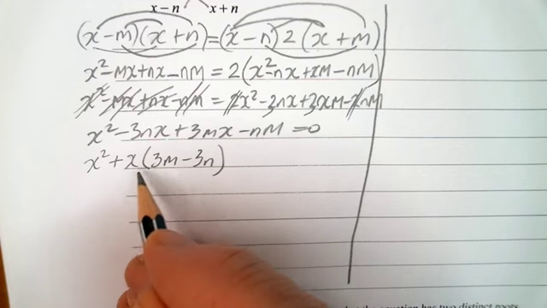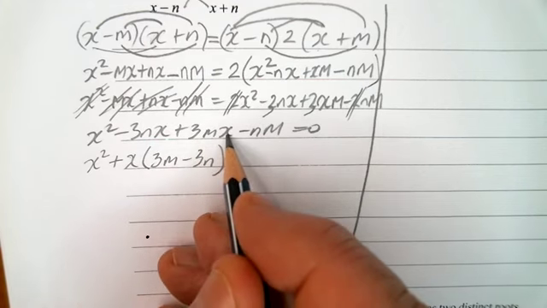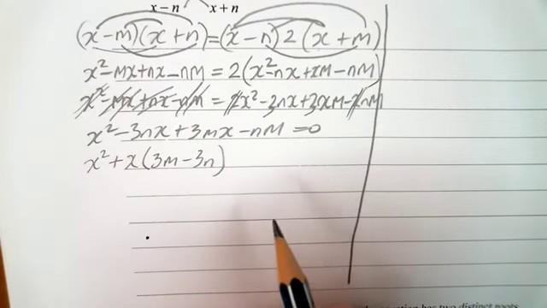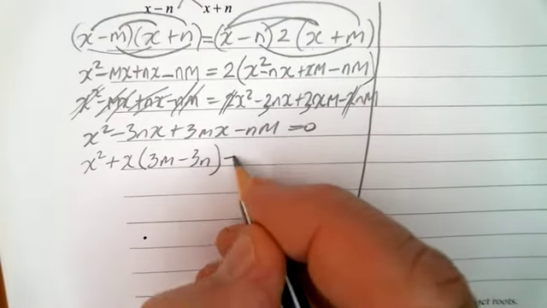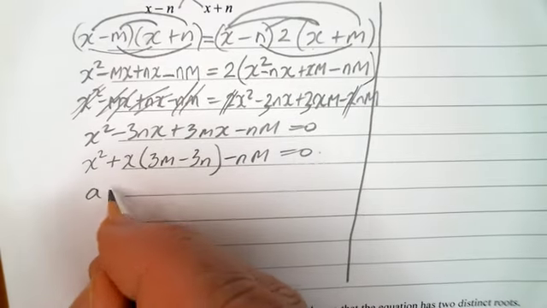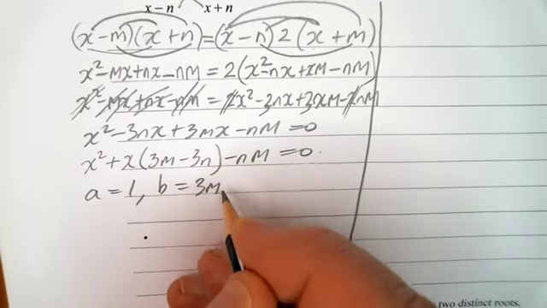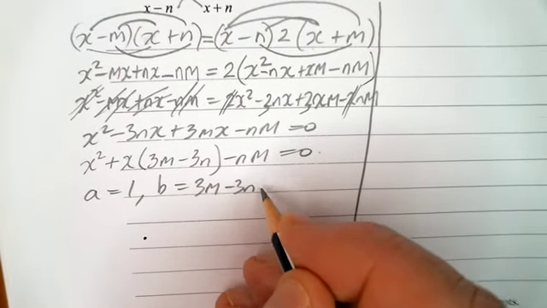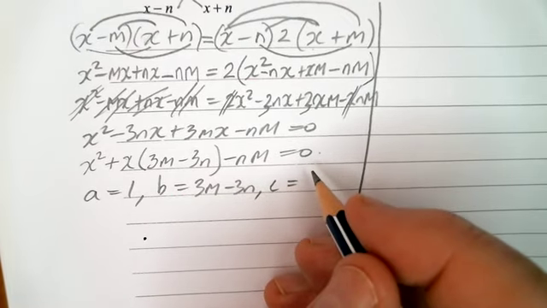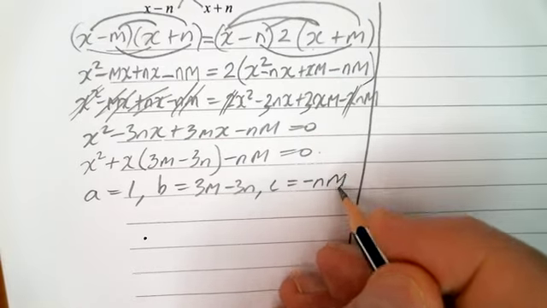So x times 3m makes 3mx, and x times negative 3n makes negative 3nx. Good. And then we've got, left on the end, minus nm, all equals 0. So here we've got a equals 1, and b is equal to this thing here, which is 3m minus 3n. And then we've got c is equal to negative nm. There it is.